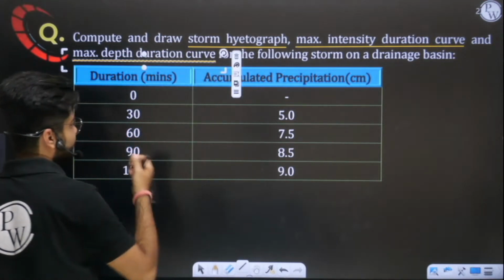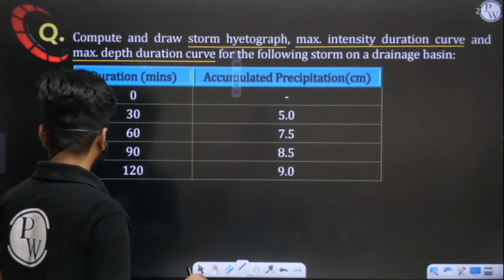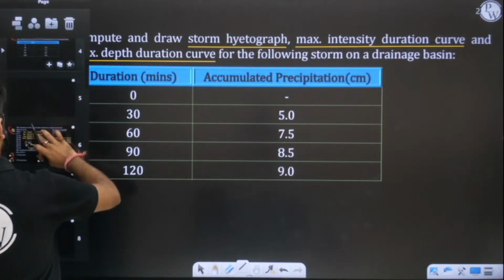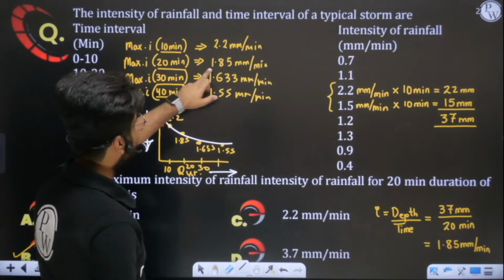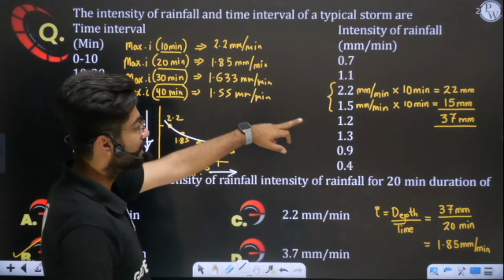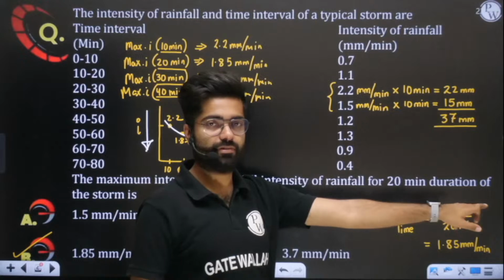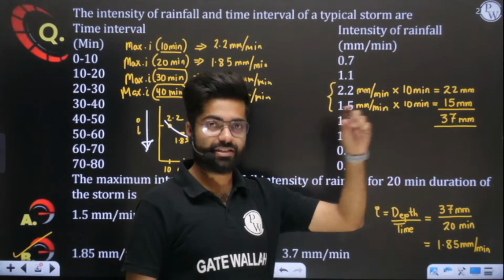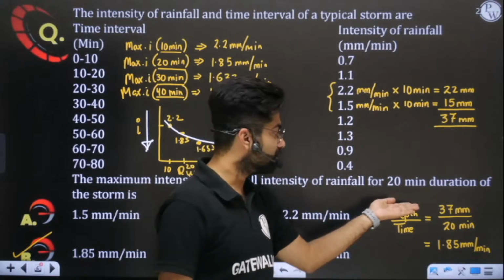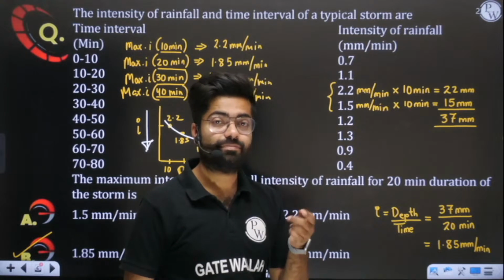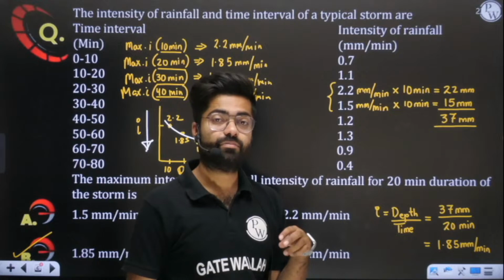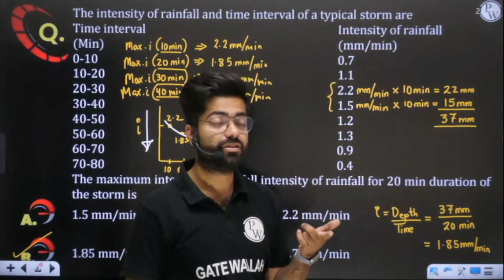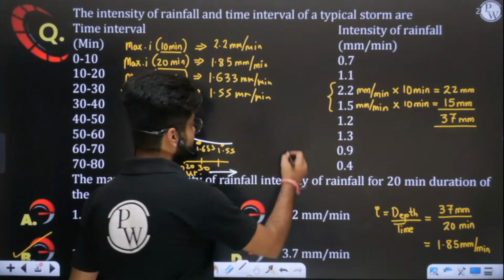Maximum depth, let us have a quick recap here. See, intensity is 1.85 mm, but depth is how much? Depth is 37 mm. Maximum depth in 20 minutes is 37. Maximum depth in 30 minutes was how much? It was, I guess, 49 mm. Maximum depth in 40 minutes, how much was it? I think in 40 minutes it was 62 mm.